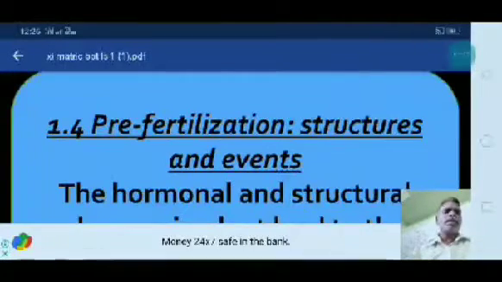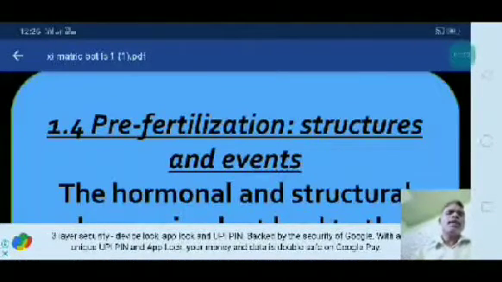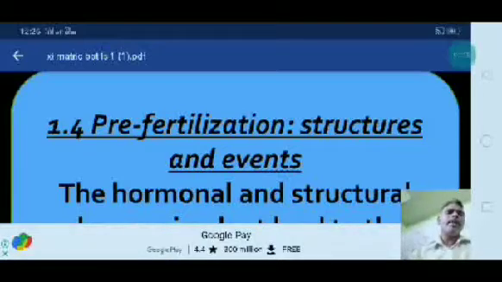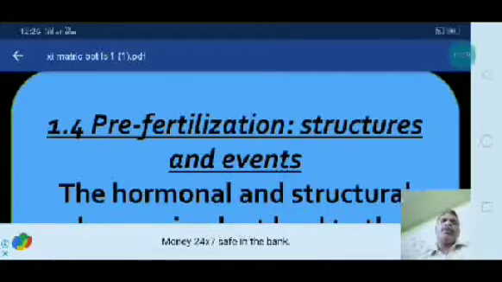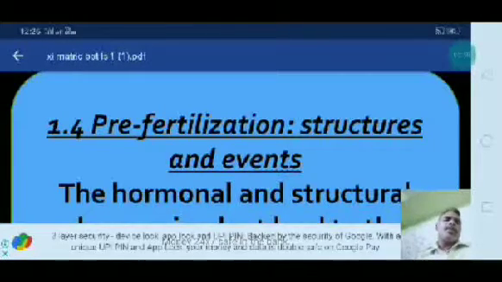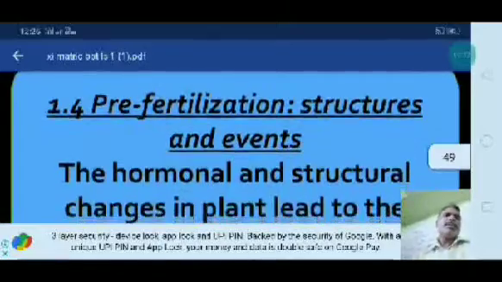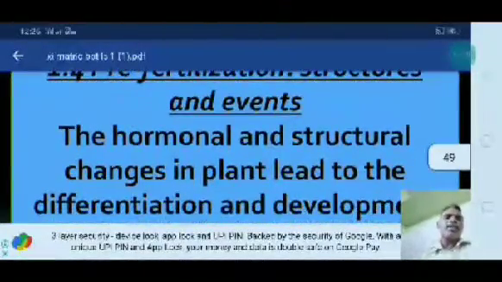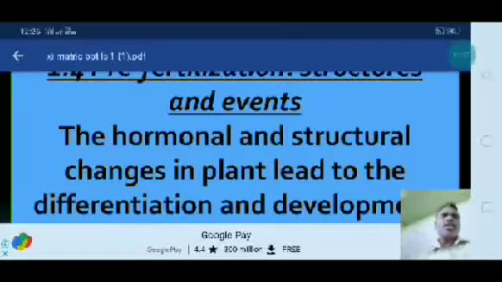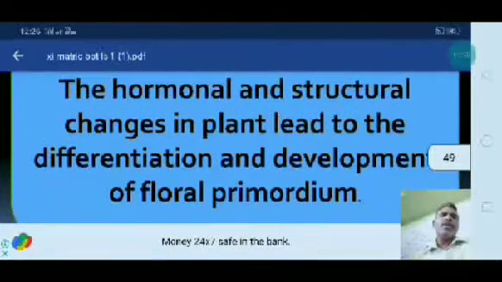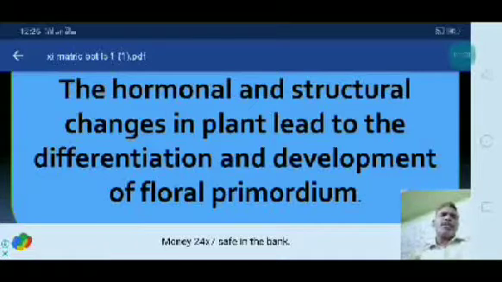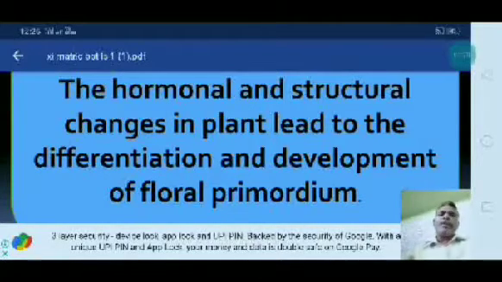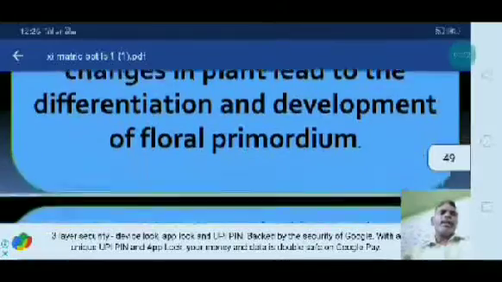Okay, good morning students. Today you are going to see the next topic, pre-fertilization structures and events. Before fertilization, what are the parts mostly present? Then what is the structure mostly present in the fertilization process? First of all, the hormonal and structural changes in the plant lead to differentiation and development of the floral primordium. Some of these changes will occur in a flower, which is called the floral primordium.